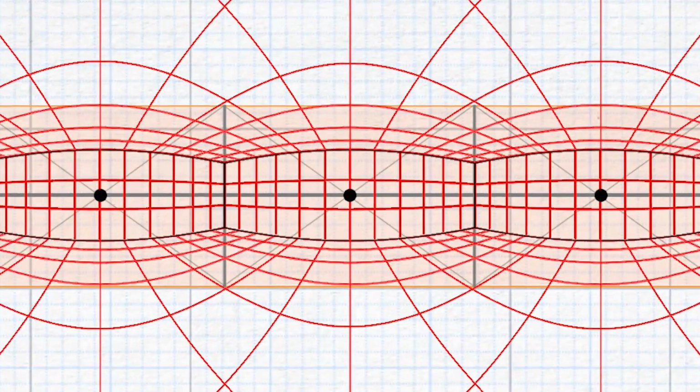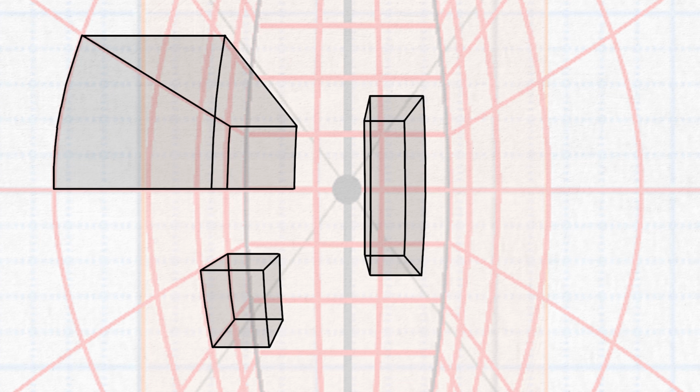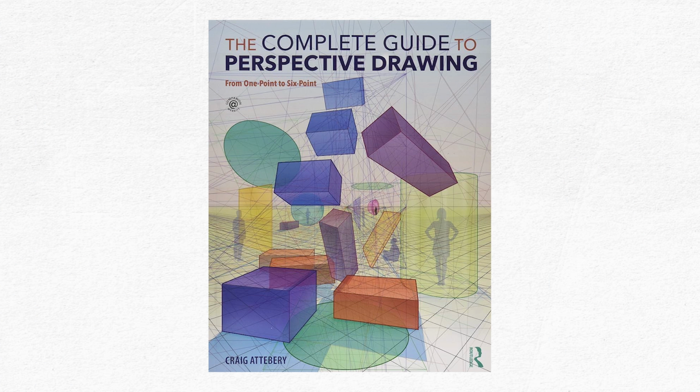Throughout this video I'm going to explain how to construct a 4-point perspective grid which will allow you to create a 4-point perspective drawing. In a later video, I will be creating some drawings as an example. In this one, we'll be looking at how to set all of this up and I'll explain the thinking behind it. I also need to give a quick shout out to Craig Atterby's book, The Complete Guide to Perspective Drawing. This book was one of my main sources for information.